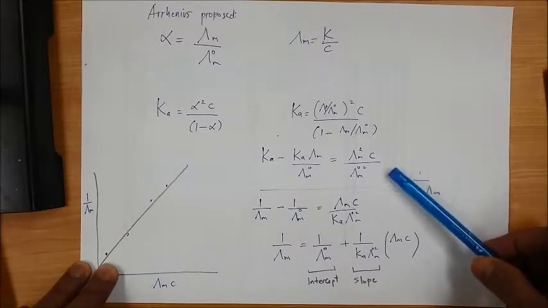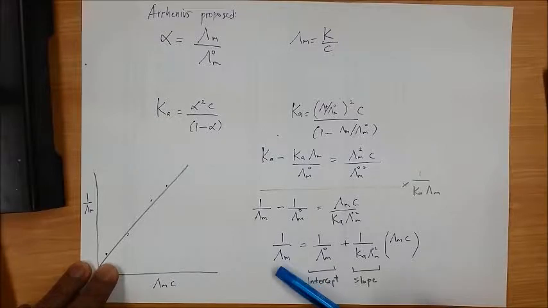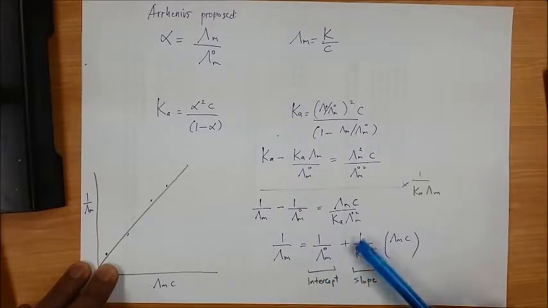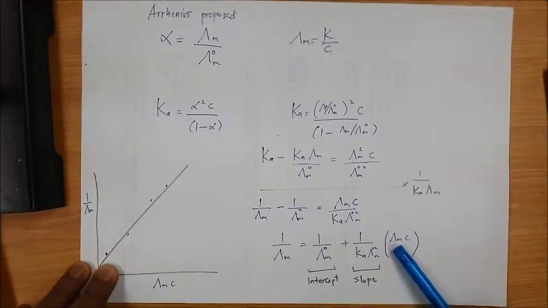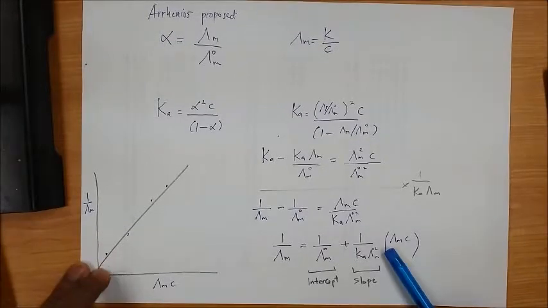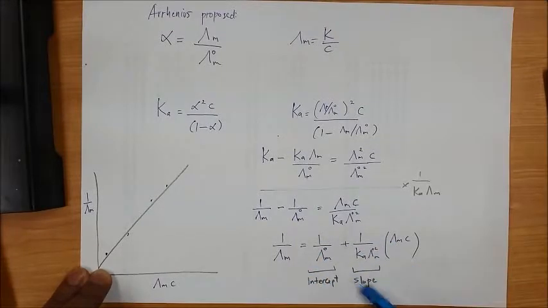Then you can derive this into a much simpler expression to get a linear relation in which 1 over molar conductivity equals 1 over molar conductivity at infinite dilution plus 1 over the equilibrium constant times the molar conductivity at infinite dilution squared times molar conductivity times concentration. This is in your book. Just look for it. In this linear expression, you will have this as the intercept and this as the slope.